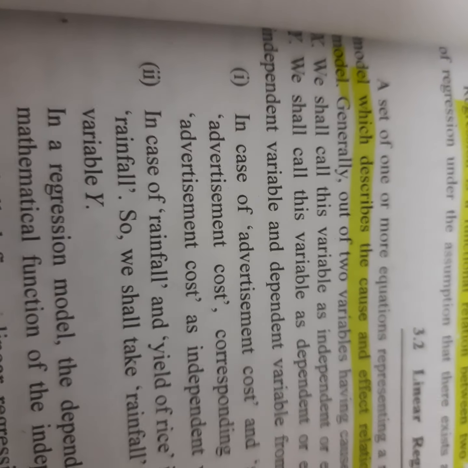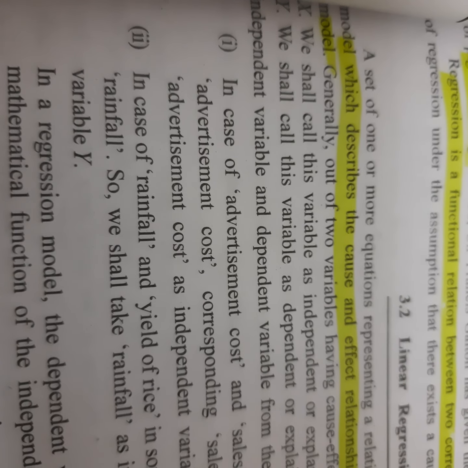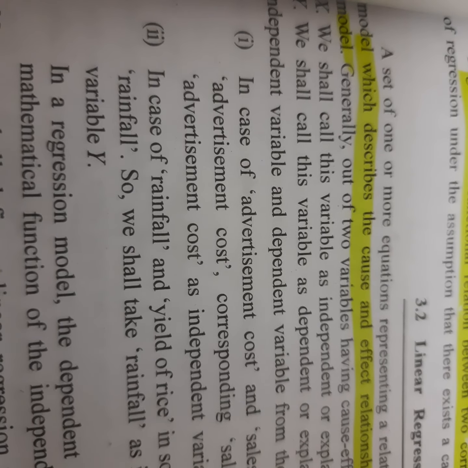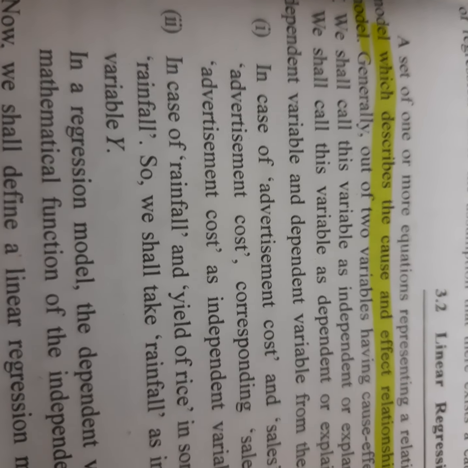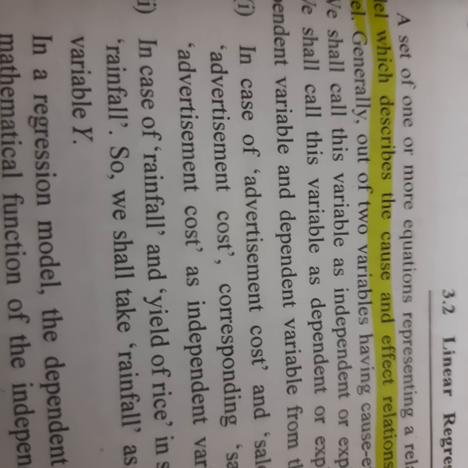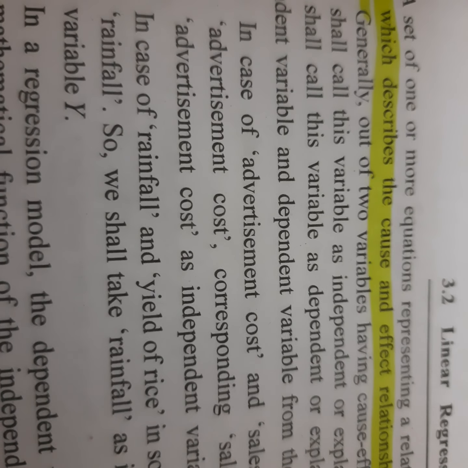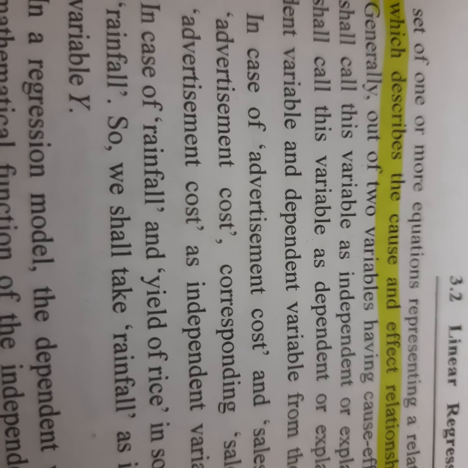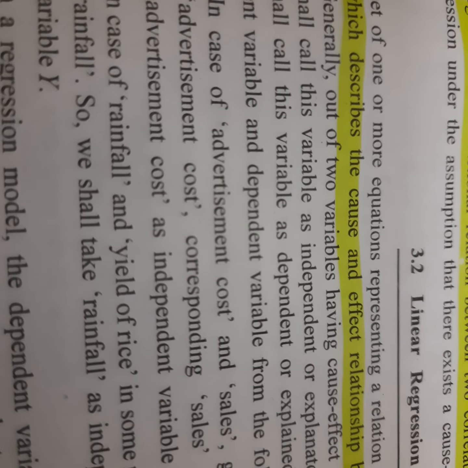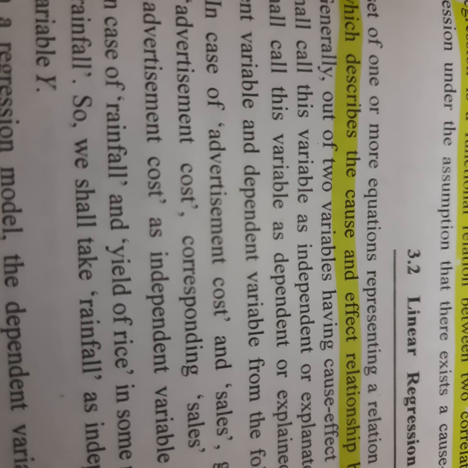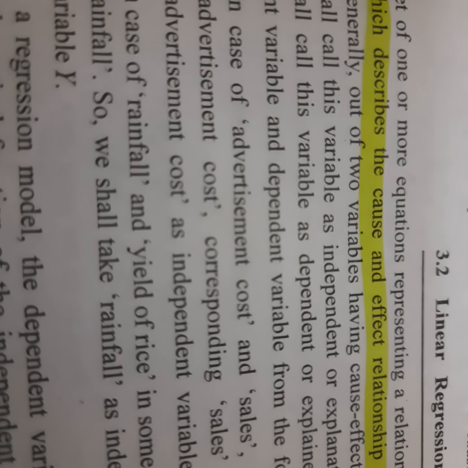The set of one or more equations representing a relation or a problem is called a model. So model is something connected with the equations. A statistical model which describes the cause and effect relationship between two variables is called a regression model. So if you are asked what is the regression model, your answer would be a statistical model which describes the cause and effect relationship between two variables is called a regression model.